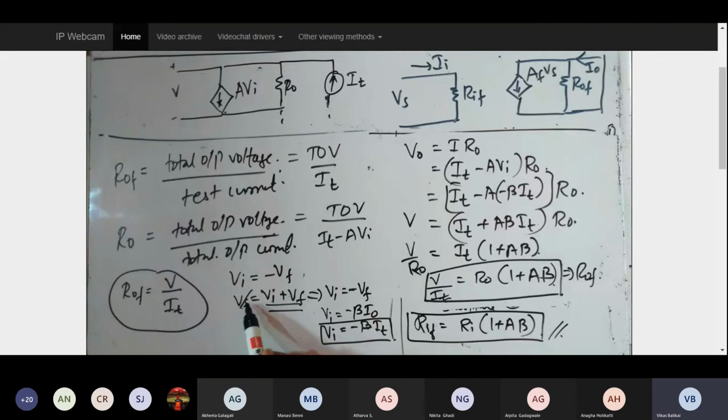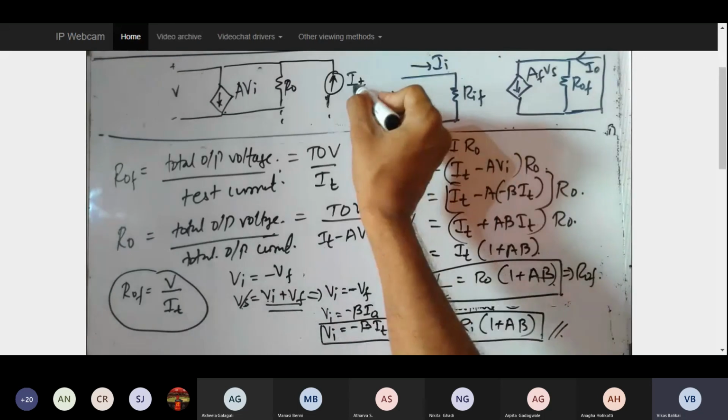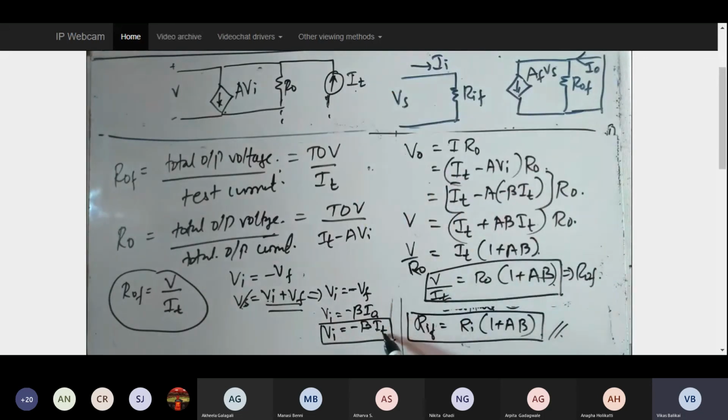VS is 0, because when I calculate output resistance, I nullify the source. So Vi plus VF equal to 0, which means Vi will be equal to minus VF, or the input is equal to minus the feedback. What is the feedback? Beta times I naught. And here there is nothing called I naught because it has been replaced with IT. So my input voltage or input signal can be represented in terms of minus beta times IT.